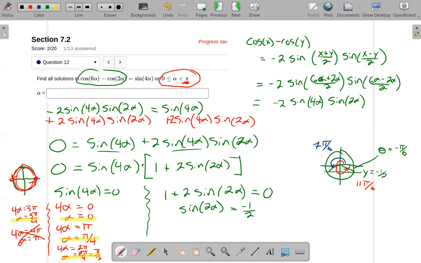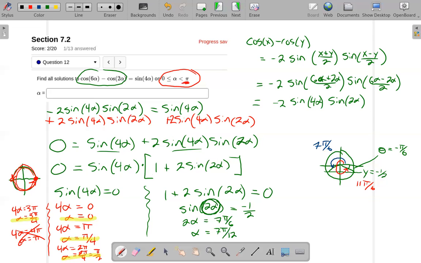All right, so let's see if either of those work out here. So my angle theta is really 2 alpha. So my claim here is that 2 alpha could be 7 pi over 6. Divide by 2, and I get alpha is 7 pi over 12, which is a little bit bigger than pi over 2, right? Because 6 pi over 12 would be pi over 2. That's inside this region here.